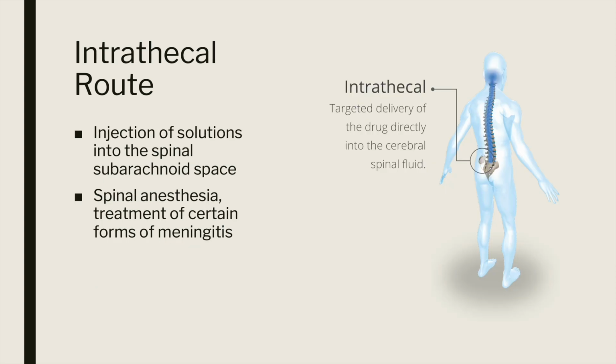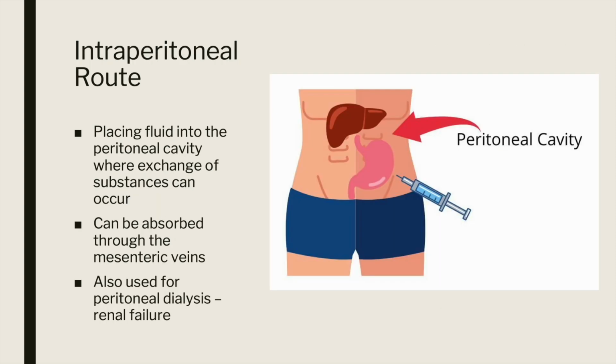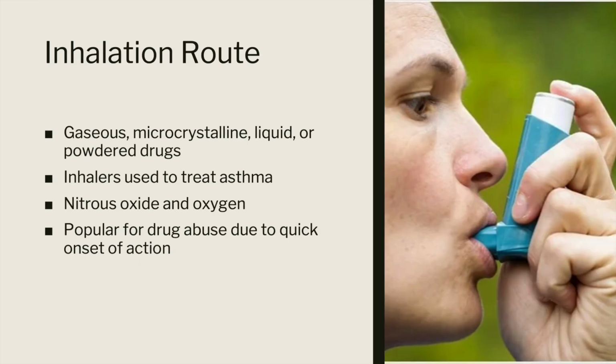Intrathecal. So this is injection of solutions into the spinal subarachnoid space. This is used for spinal anesthesia as well as treatments of certain forms of meningitis. Intraperitoneal. This is placing fluid directly into the peritoneal cavity where exchange of substances can occur. This can be absorbed through the mesenteric veins. And this is also used for peritoneal dialysis during renal failure. So this is the intraperitoneal route.